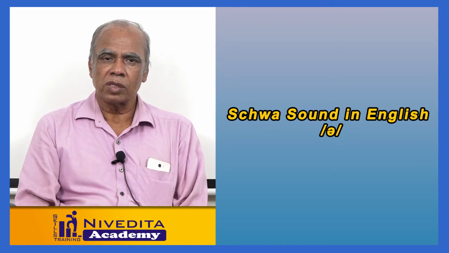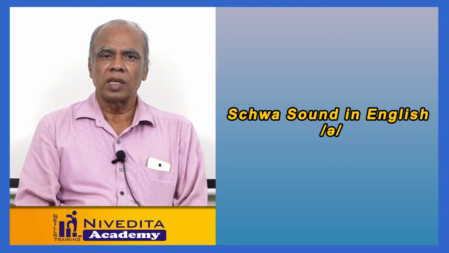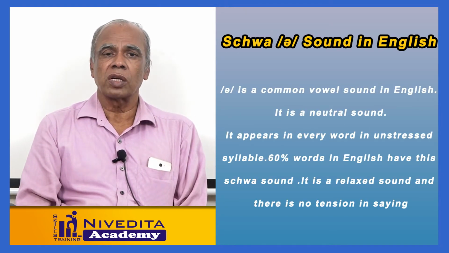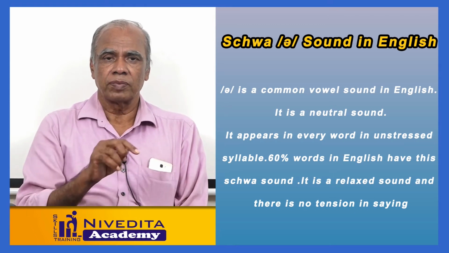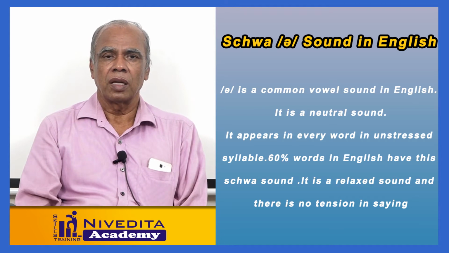Today my topic is one of the sounds in English, that is the schwa sound. Schwa is a common vowel sound in English. It is a neutral sound. This sound is represented in an inverted E form. The phonetic symbol will be like this: inverted E.